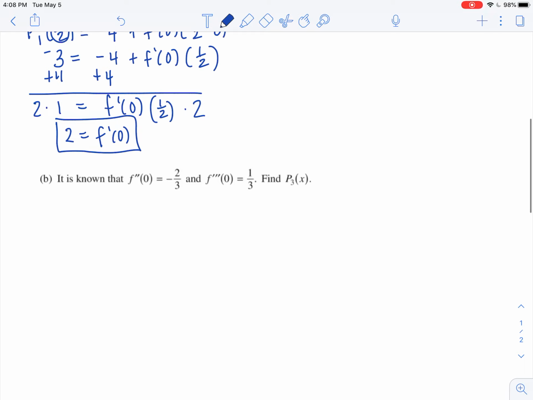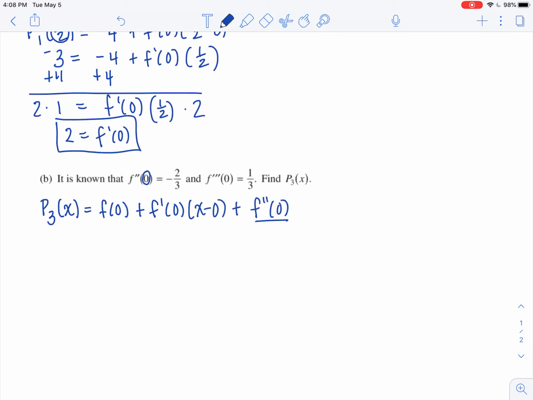For the second one, it says it is known that f double prime of 0 is equal to -2/3, f triple prime of 0 is equal to 1/3, and it's asking you to find p sub 3, the third degree Taylor polynomial. Again, remember you're centering it around 0, so I'm going to write the general setup first. P sub 3 of x, or t sub 3 of x. Remember, it begins as the tangent line. F of 0 plus f prime of 0 multiplied by x minus 0, plus f double prime of 0 all over 2 factorial times x minus 0 squared, and then finally f triple prime of 0 times x minus 0 cubed, all over 3 factorial.